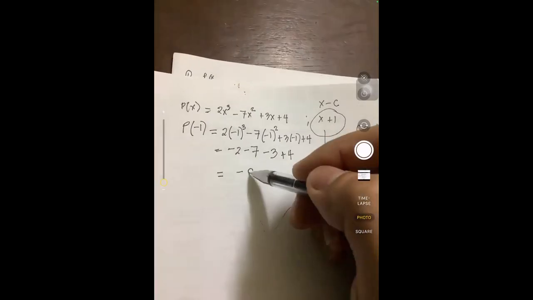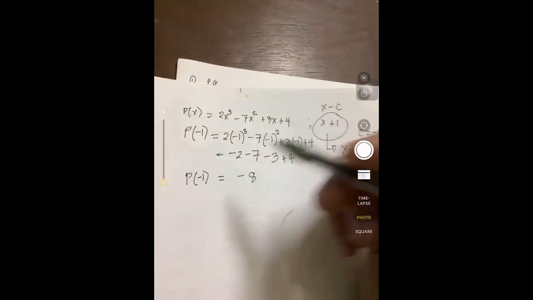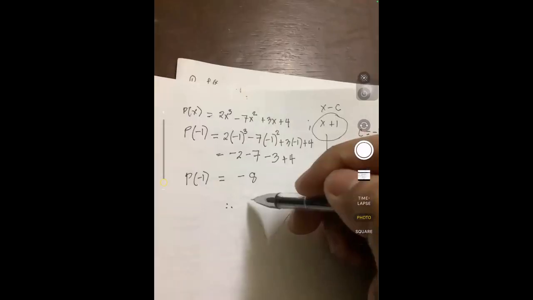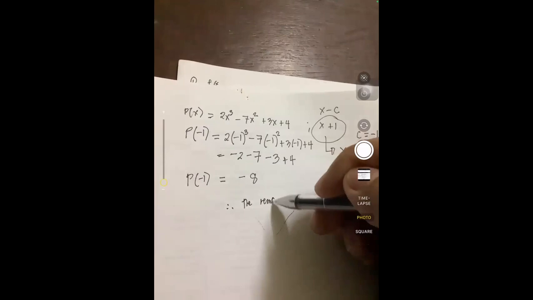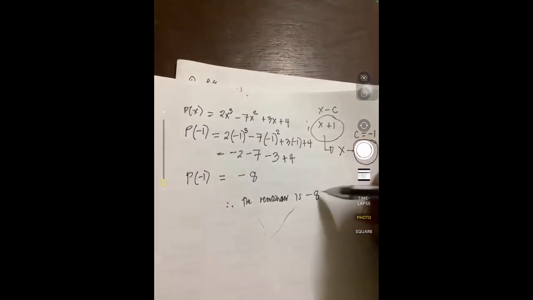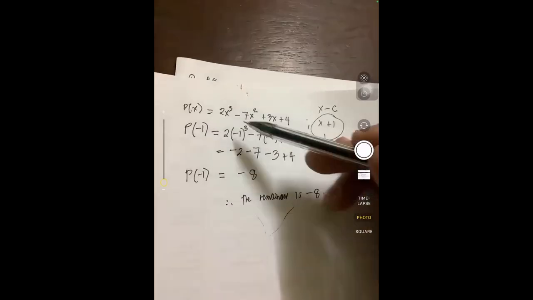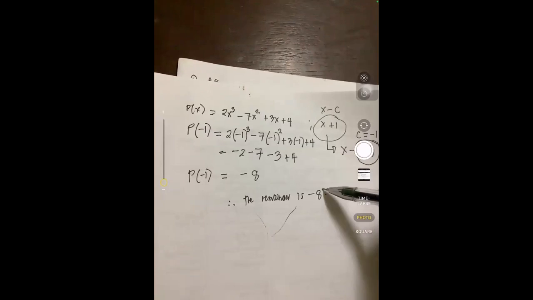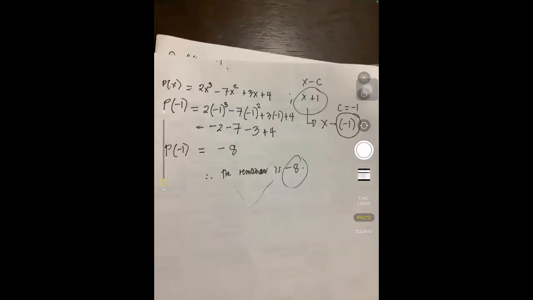So since p of negative 1 is equal to negative 8, we can say that the remainder is negative 8. So ibig sabihin, if you divide 2x cubed minus 7x squared plus 3x plus 4 by x plus 1, the remainder is negative 8. So let's try to confirm.